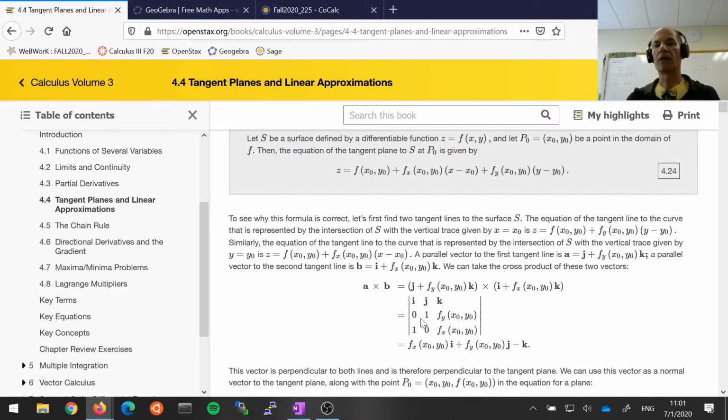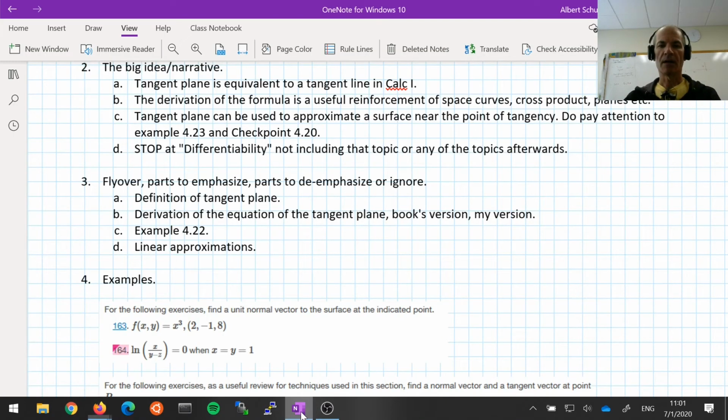And what do we need to define a plane? We need a normal vector and a point on the plane. The normal vector that we get as a result of this cross product is precisely the normal vector that we want for the tangent plane, and the point is precisely the point that we want for the tangent plane. We put those together with what we already know about equations of planes from earlier sections, and we immediately arrive at this formula. I'm going to go into this idea a little bit more in depth in our notes.